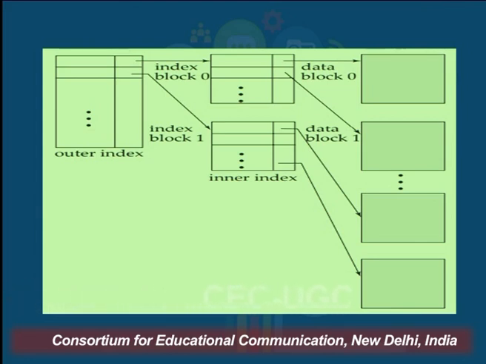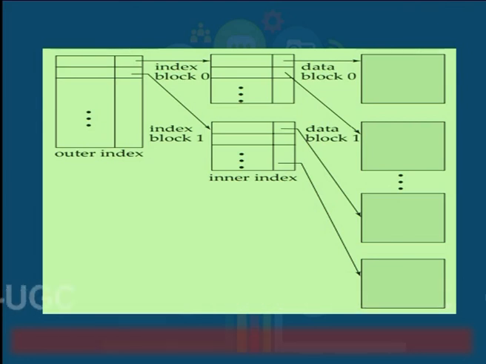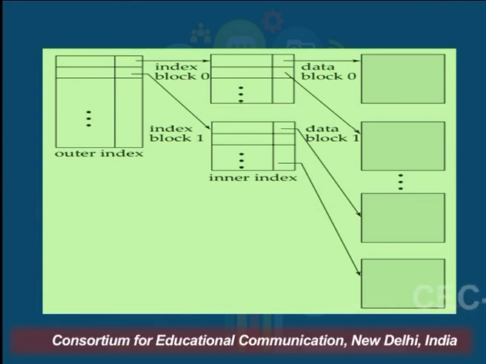Then coming to the middle level, which is the inner index. Here the inner index is actually the dense index, which is pointing towards the original data blocks, and these original data blocks are nothing but your original tuples, or your original data, which is stored in the relation.